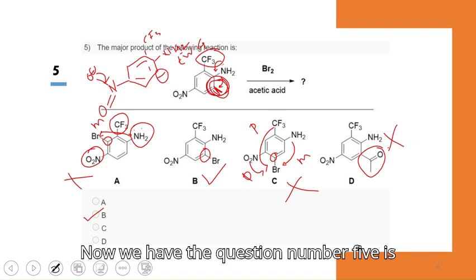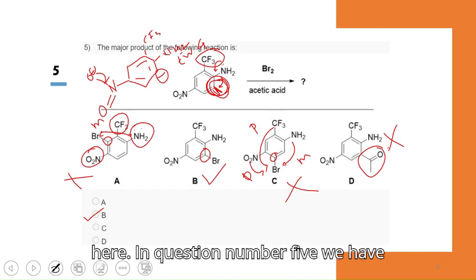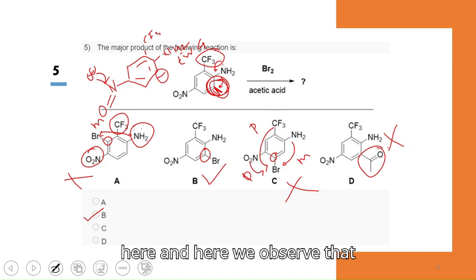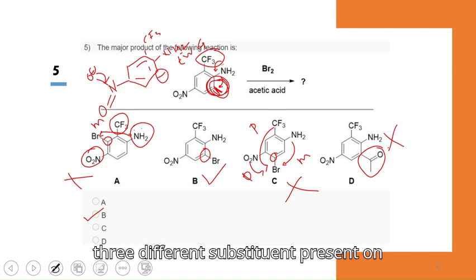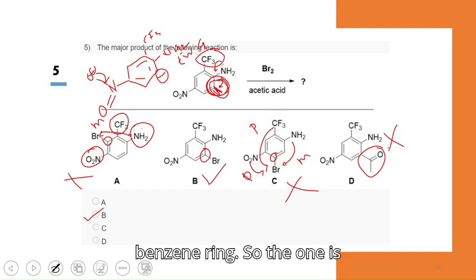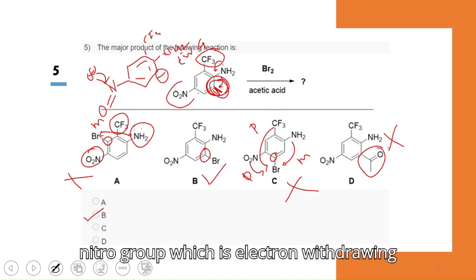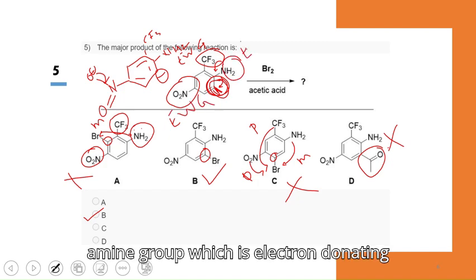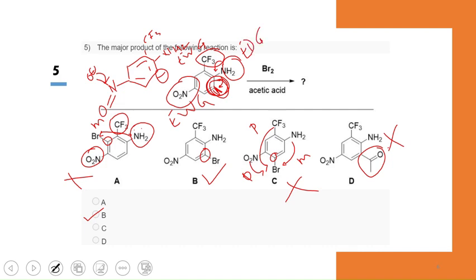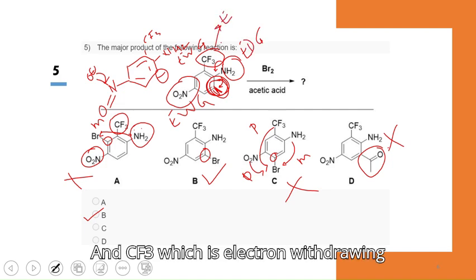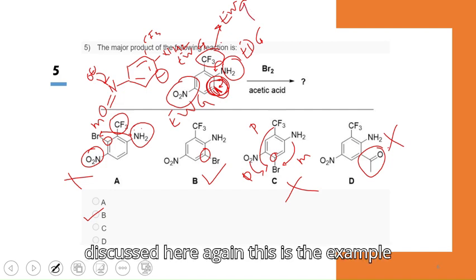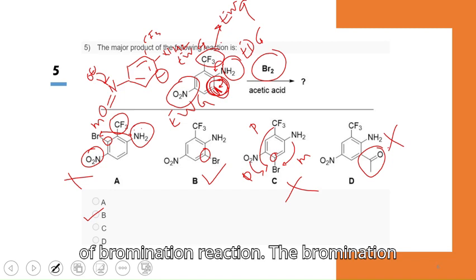Now we have question number 5 here. In question number 5 we have discussed the major product formation, and here we observe that 3 different substituents are present on the benzene ring. One is the nitro group, which is an electron withdrawing group, and the amine group, which is electron donating, and CF3, which is electron withdrawing again, right? And we have discussed here again, this is an example of a bromination reaction.